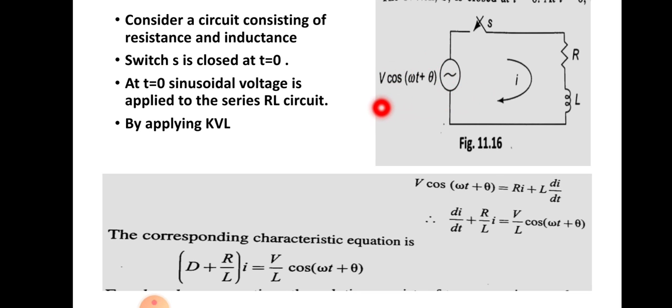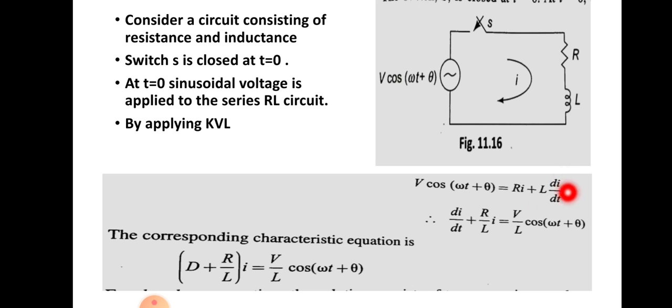We will look at this circuit and apply KVL to the closed loop containing resistance R and L, which are in series. When applying KVL, we know that the applied voltage equals the sum of the voltage drops across each component in the circuit. So we can write the applied voltage V cos(ωt + θ) equals the voltage drop across the resistance, R into I, plus the voltage drop across the inductance, L into di/dt. This is the basic equation. We can rearrange this equation.